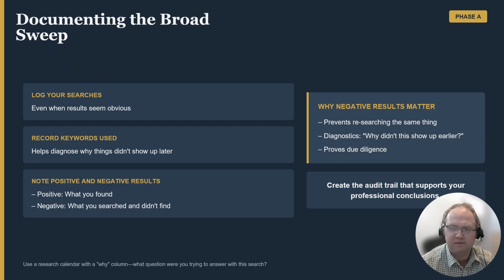So keywords help you understand your patterns. When you find something later, you trace why the original searches missed it. Were there indexing variants? Was there a wildcard that could have been used to have brought that up earlier?